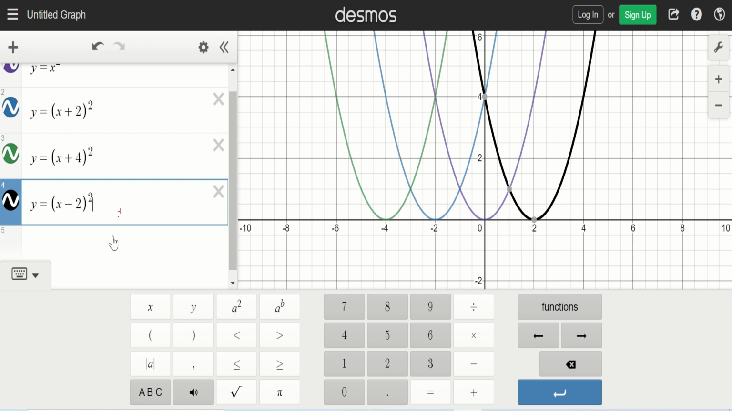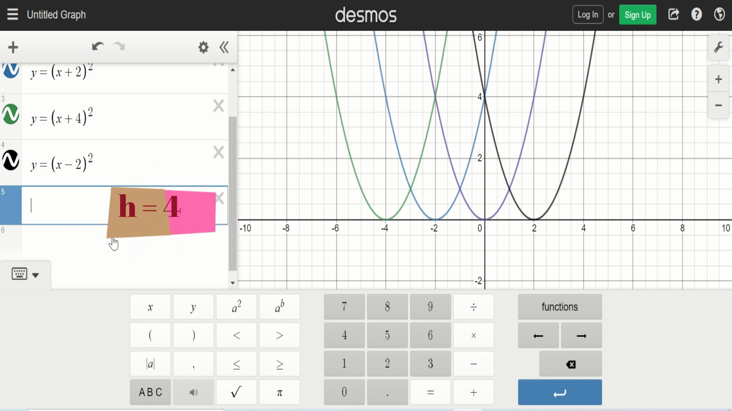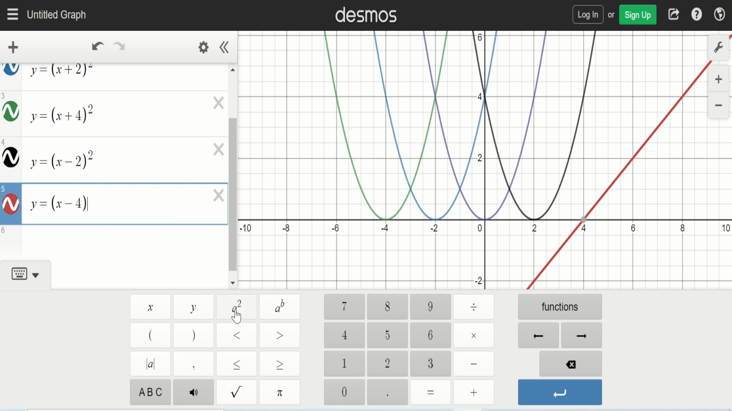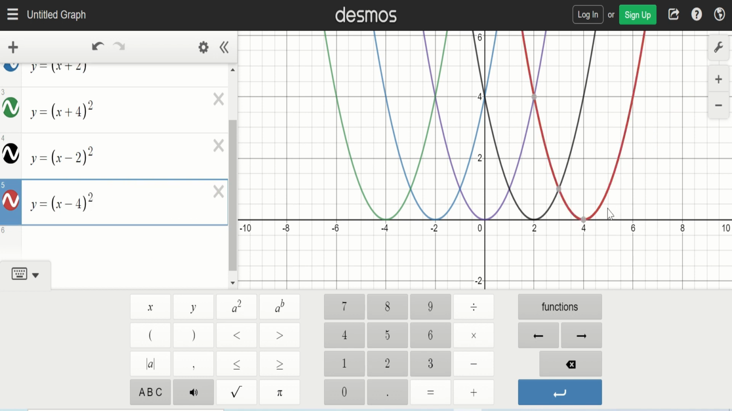So the last one, what if our h is equal to +4? Our function will be y is equal to the square of x minus 4. Therefore, the graph here is y is equal to the square of x minus 4. And you see, it moves 4 units to the right of our parent graph.